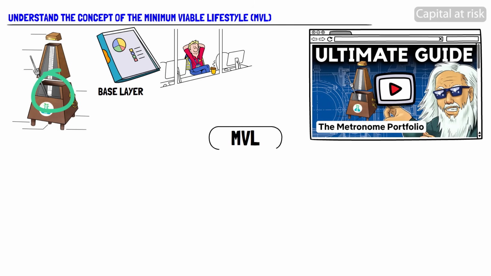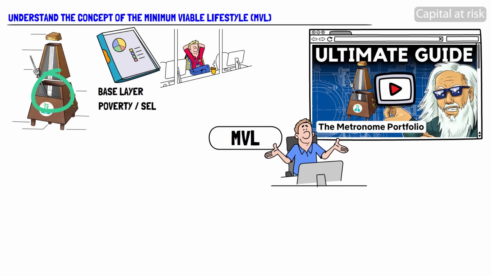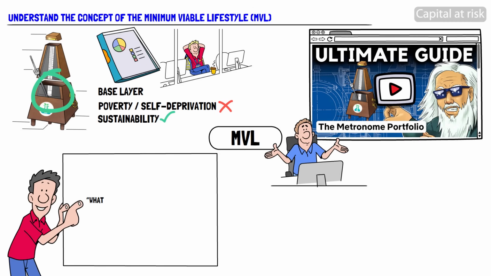The minimum viable lifestyle, or MVL, is the baseline version of life that you're willing to accept without losing your sense of security or sanity. It's not about poverty or self-deprivation, it's about sustainability. So it's about asking what is the lowest cost version of life I could genuinely tolerate if I didn't want or couldn't afford to work.